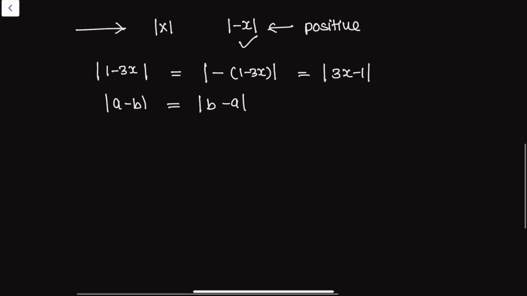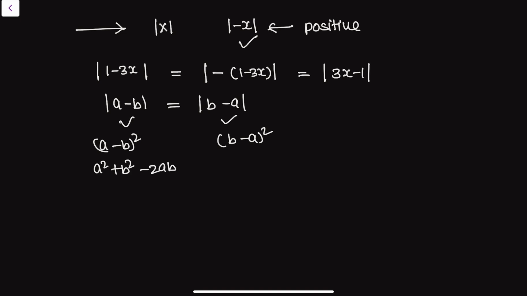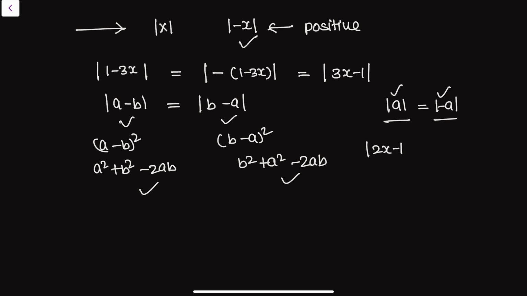Now what is one thing common in these two? If you square both sides, you get a minus b whole square on this side, and b minus a whole square on this side. Now if you simplify, this is a square plus b square minus 2ab, and this one is also b square plus a square minus 2ab. Both give us the same expression. So if we are given mod of a is equal to mod of minus a, we can say that these two things are equal. So mod of 2x minus 1 would be the same as mod of 1 minus 2x. Both are equal here.